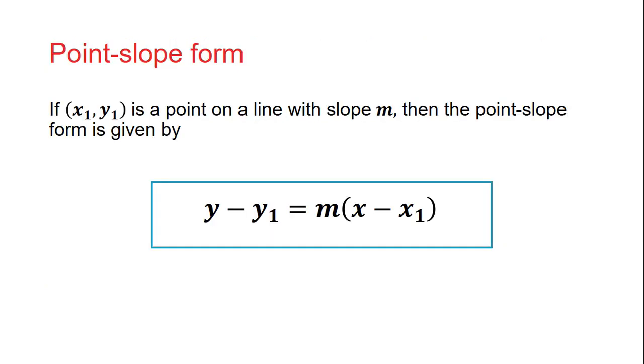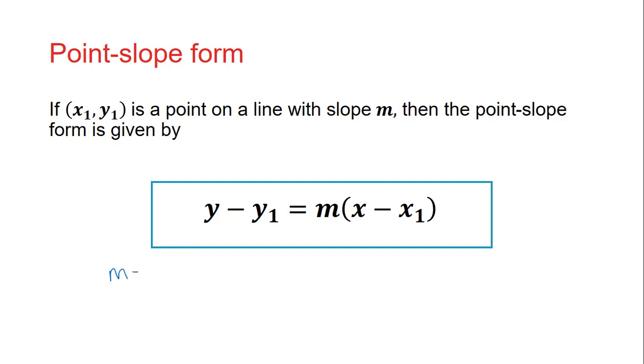We're going to learn one more form of a line, and that is called the point-slope form. And it is given this, that if x sub 1, y sub 1 is a point on a line with slope m, then the point slope form is given by y minus y sub 1 equals m times x minus x sub 1. This formula actually is derived from the slope formula.